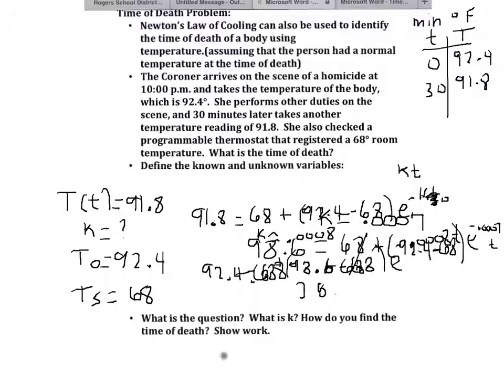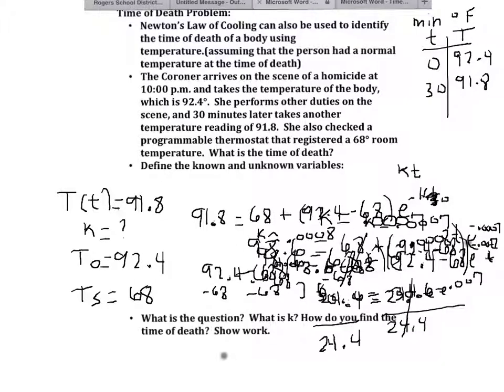And so when you subtract 68, first of all, from that 92.4, you're going to get 24.4 is equal to that 98.6 subtract 68. That's going to be equal to 30.6 times the e to the negative 0.0008 t. And now you're going to divide by 30.6 on both sides.